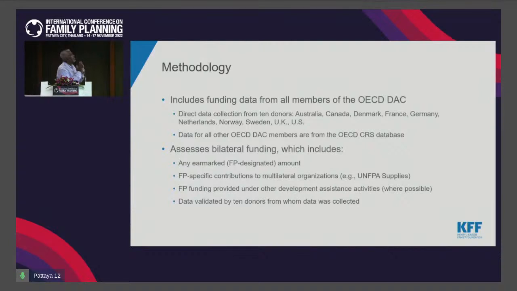So basically, KFF uses data on bilateral funding, which includes any earmark for family planning, designated amounts, FP-specific contributions, family planning specific contributions to multilateral organizations such as UNFPA Supplies, and funding provided under other assistance activities whenever it's possible. And the data is validated. So KFF does some prior work and then goes back to those 10 donors and works through it with them to get a more precise figure, and they validate it before it's considered to be publishable and official.